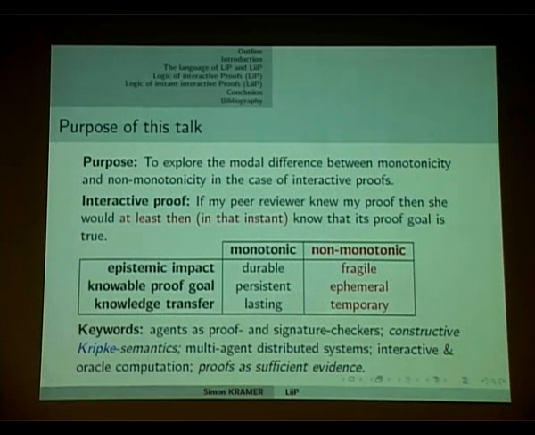And we are in the context of multi-agent distributed systems. So oracle computation also plays a role here, because we imagine, right, if my peer reviewer knew my proof, then she would know that the proof's claim is true. So in some sense, I act as an oracle for my peer reviewer. And I understand proofs as sufficient evidence: if you receive enough pieces of evidence, they will constitute a proof to you. They will induce knowledge.